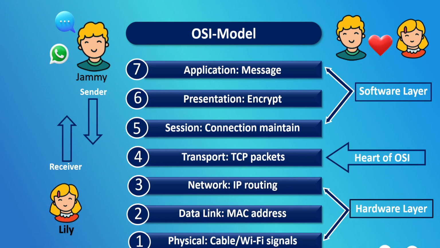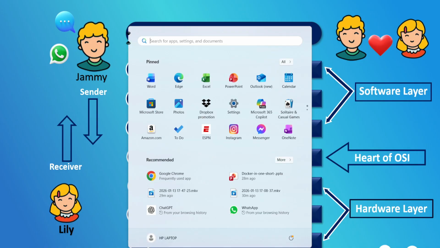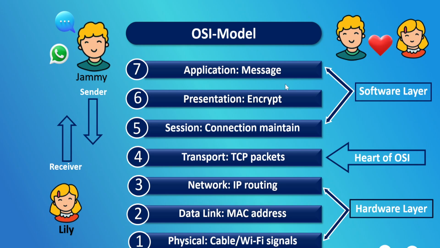To understand that, you have to understand this OSI model, because this OSI model tells us how your message data will travel over the internet. So we have the message, and from that message we need to see how this message is going to travel or transmit over the internet. Jamie and Lily both are using the WhatsApp application.